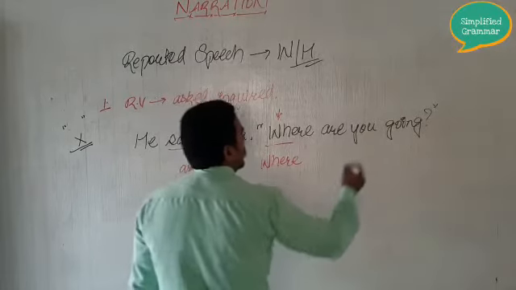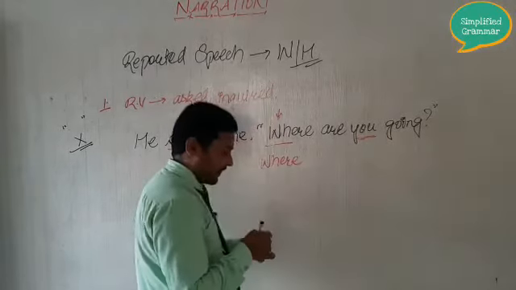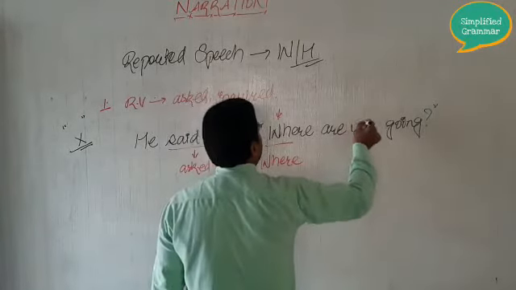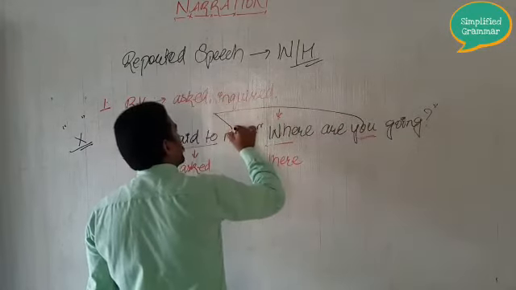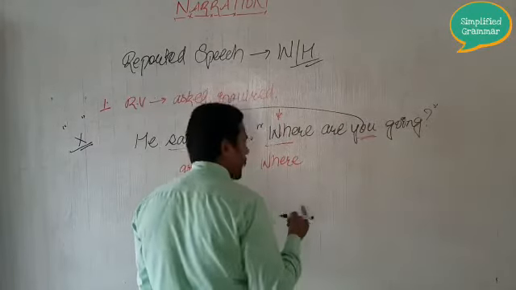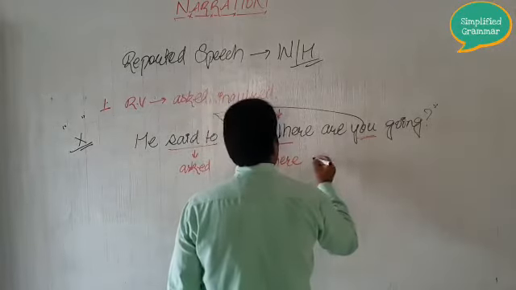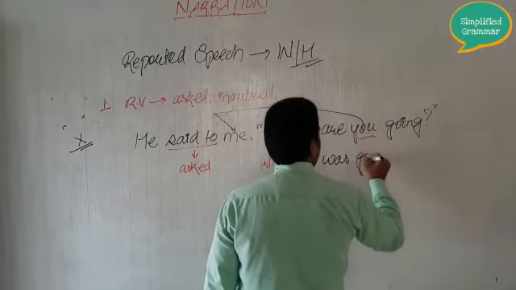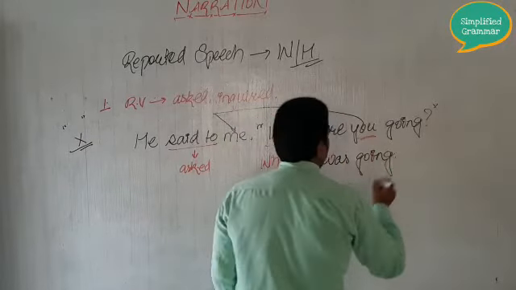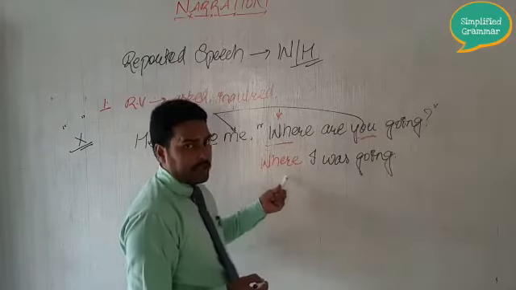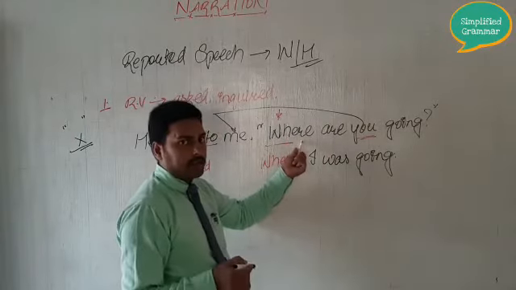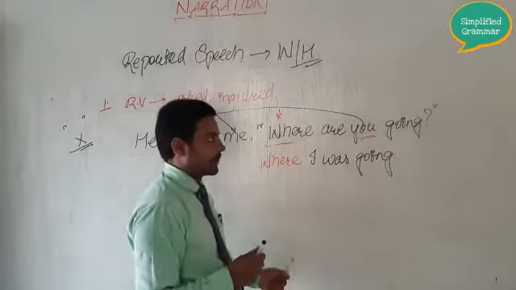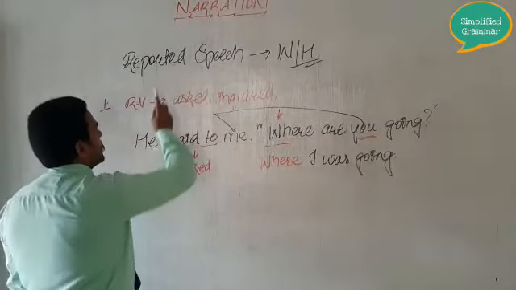Where, then here you can see if there is a second person in the reported speech, this will change according to the object. So what is your object? Me. So you will change it into I: where I was going. So at the same time it is in the assertive form. All these interrogative sentences will be changed into assertive forms. I hope you understood these two steps.